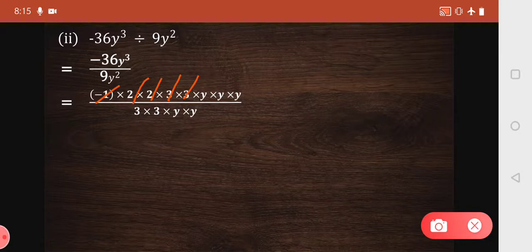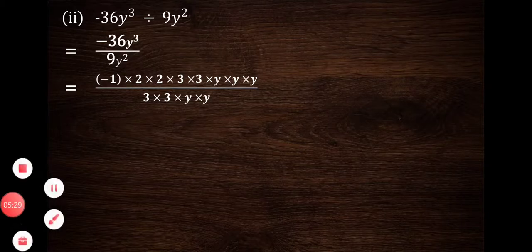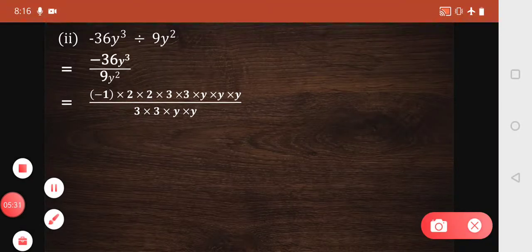Whenever a minus sign is given with any term, you have to write minus 1 separately as a factor. Now y cube, that is y 3 times, y into y into y. Similarly for the denominator, 9 has the factors 3 into 3, so we write 3 into 3 for 9, and y square, that is y into y. These are the factors.